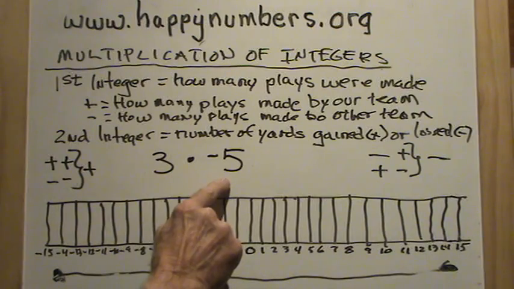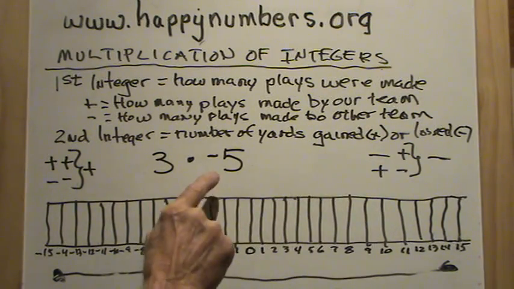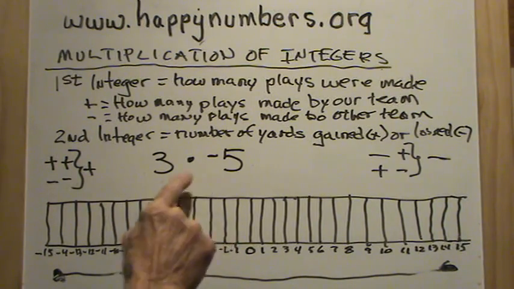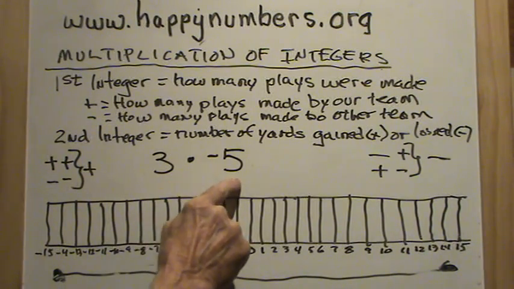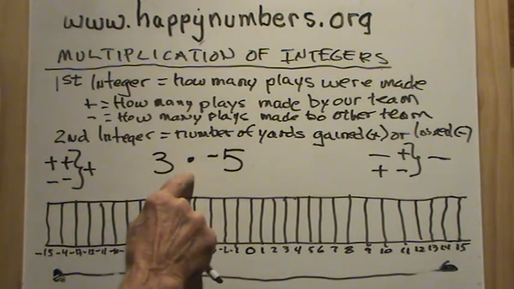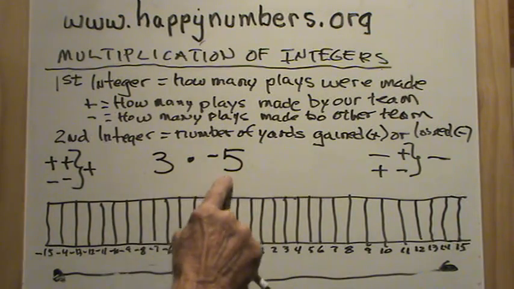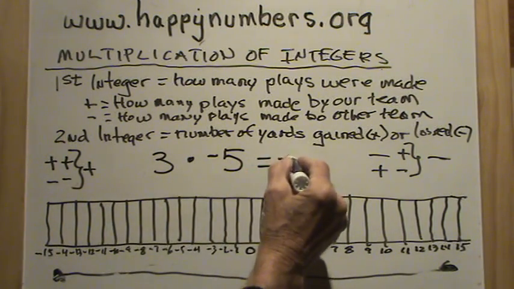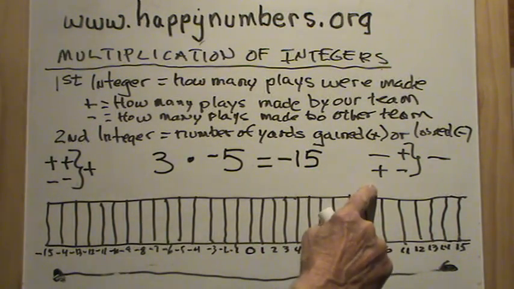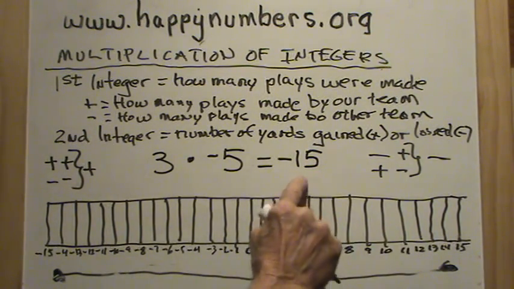The second number tells us how many yards were gained or lost. Since this is a negative 5, that means on each play we made, we lost 5 yards. On the first play we lost 5 yards, the second play we lost another 5, so that's 10, the third play we lost another 5, that's 15. So a positive 3 plays times a negative number of yards each play, we lost 15 yards. So a positive times a negative, the answer is always negative.